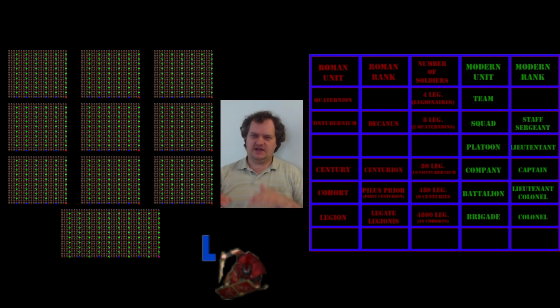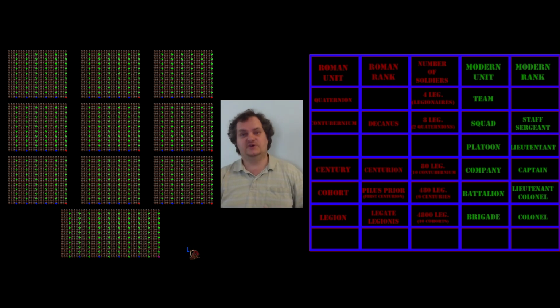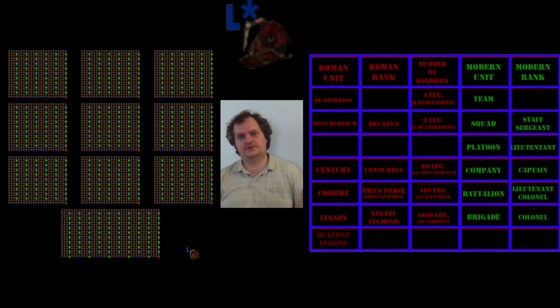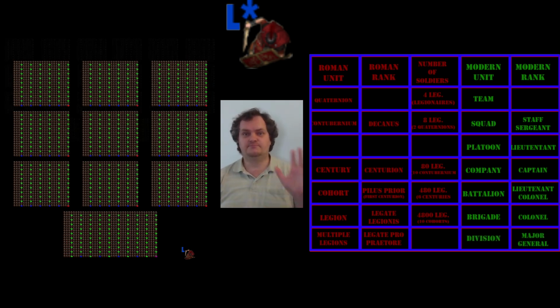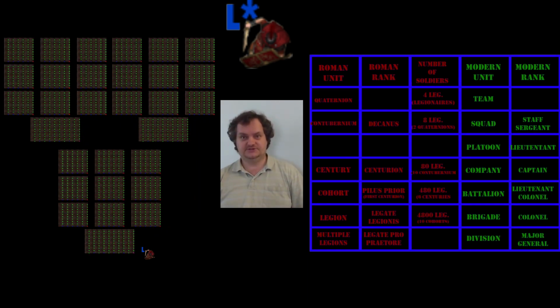There was one more officer higher than the legate legionis, and that was the legate pro praetor. And the legate pro praetor is a commander of multiple legions. And so each legion would have its own legate, and then you bring 5 legions together and you have the commander over the whole group, and that's the legate pro praetor.